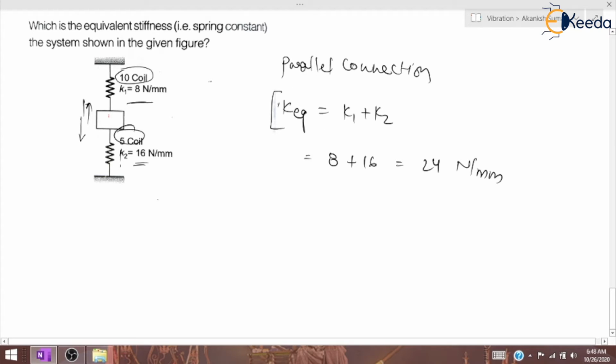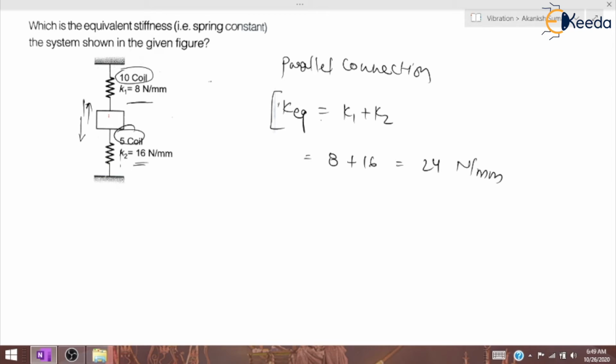It is a parallel connection. If it was a series connection, you know there is a different formula for finding the equivalent stiffness in case of series connections. So you can see that when the number of springs added in parallel increases, there will be an increase in the equivalent stiffness. That is the physical phenomenon. You must understand that this is a physical characteristic.